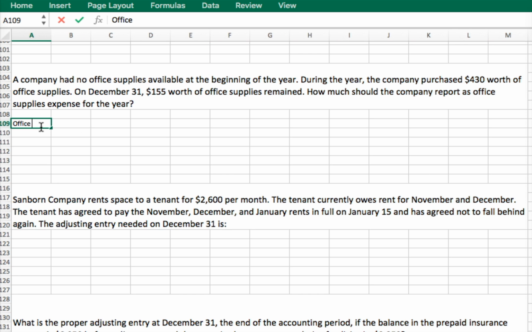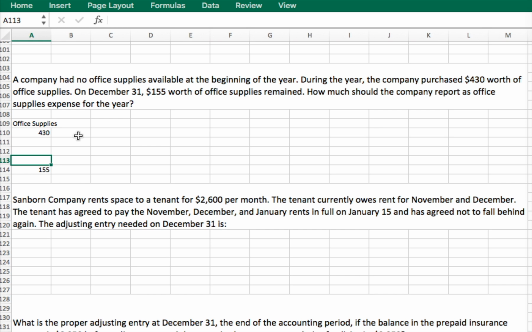So again, office supplies T-chart starts with a balance of 0. At some point, we purchased $430. That's going to be a debit to office supplies for $430, right? At the end of the day, we've got $155 left. That's our balance. So it's the same type of problem as the last one. How do we get from $430 debit to $155 debit here? Well, we want to credit office supplies for the difference.